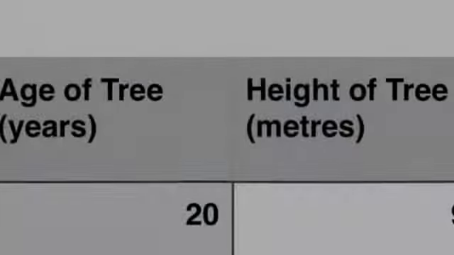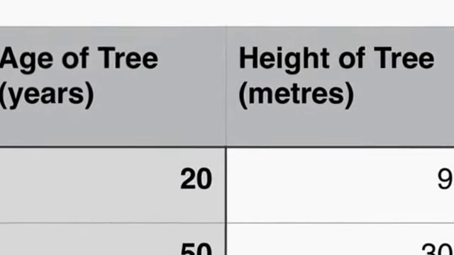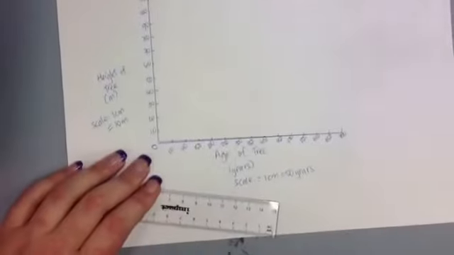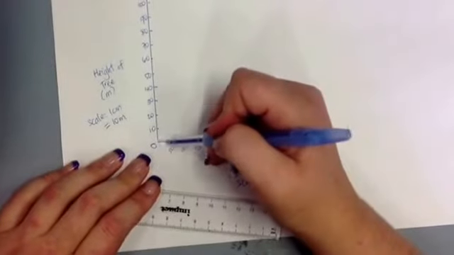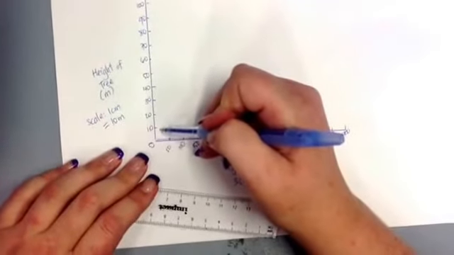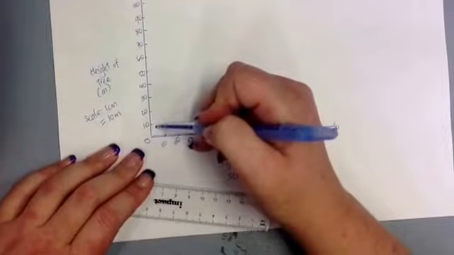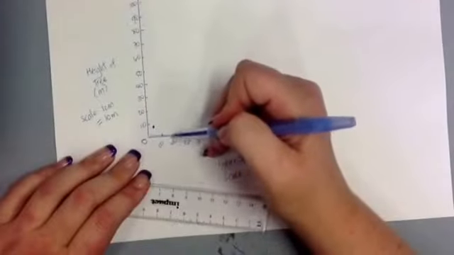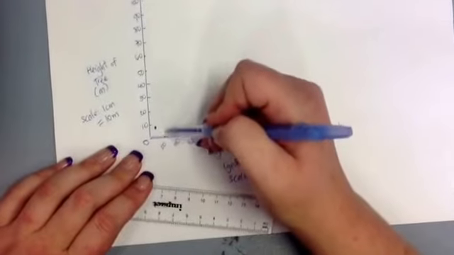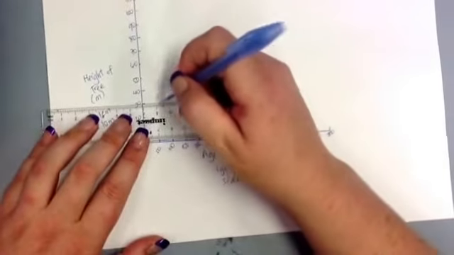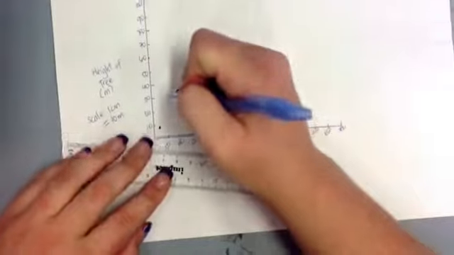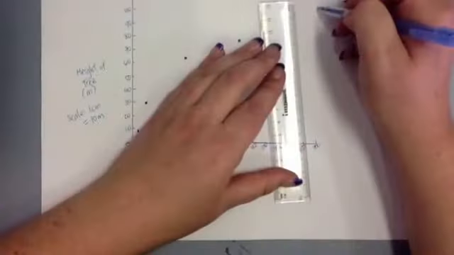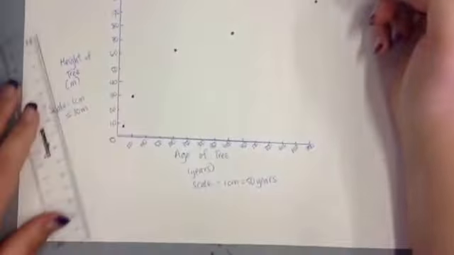So now it's time to add the data to the graph. The first numbers to add are 20 years and 9 metres. Because there's no 20 or 9 on either of my scales, I have to estimate where they'd be. The next number is 50 years and 30 metres. If I've done this correctly, I should be able to put my dot 1 centimetre in from 30 metres and have it match the 50. Carry on until all of the data points are plotted.